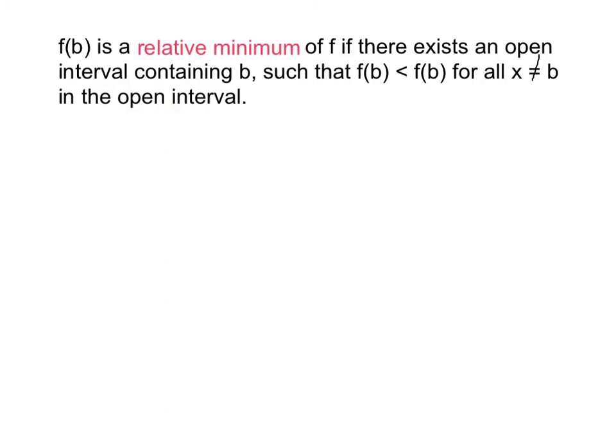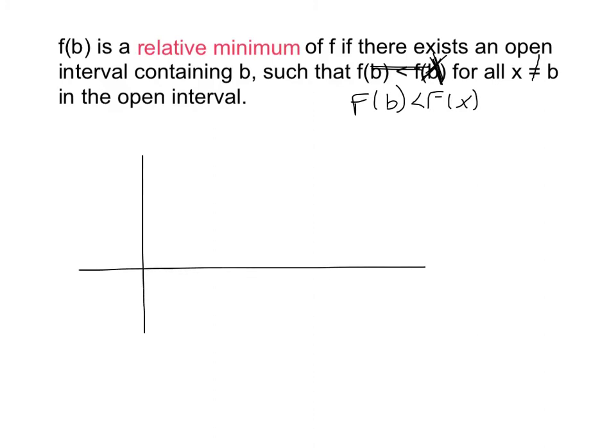And we had a little bit of a typographical error here. This should be f of x. So what we should have here is that f of b is less than f of x for all x not equal to b. That would indicate that we have a relative minimum.